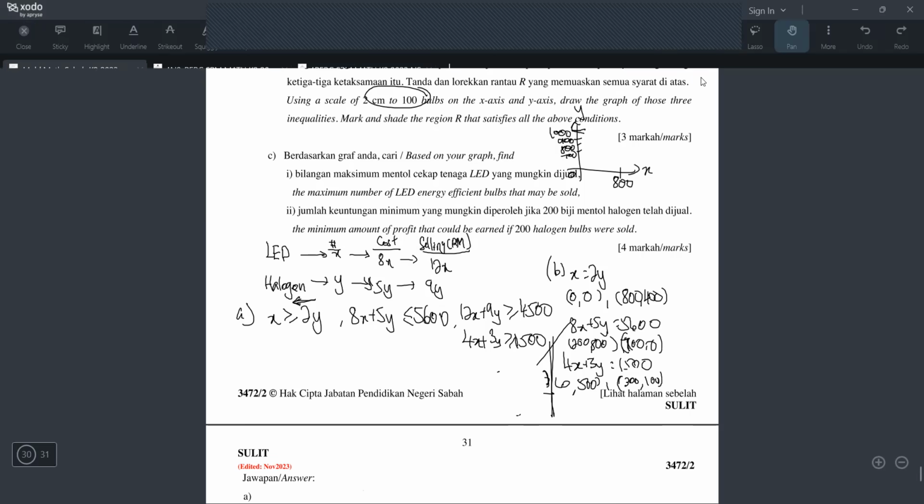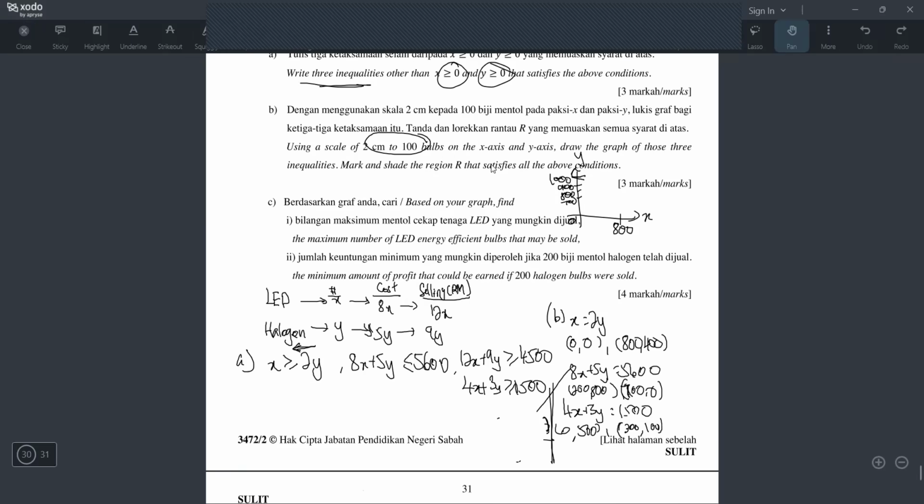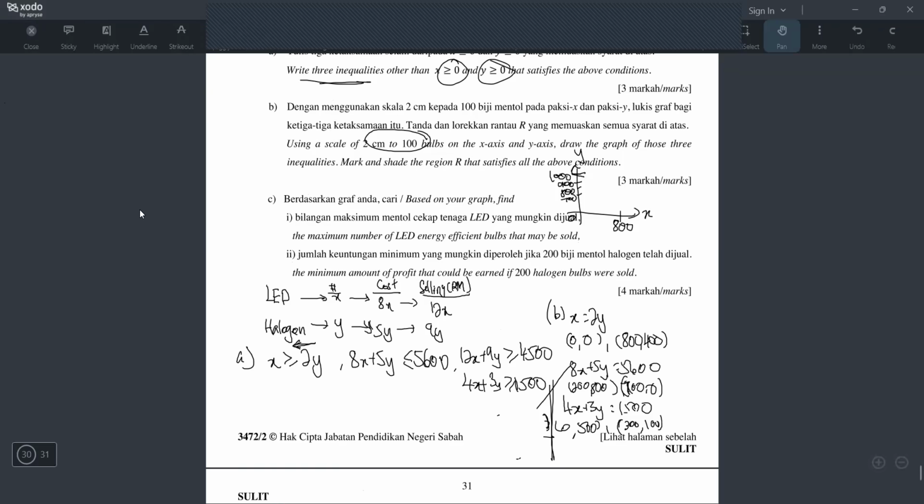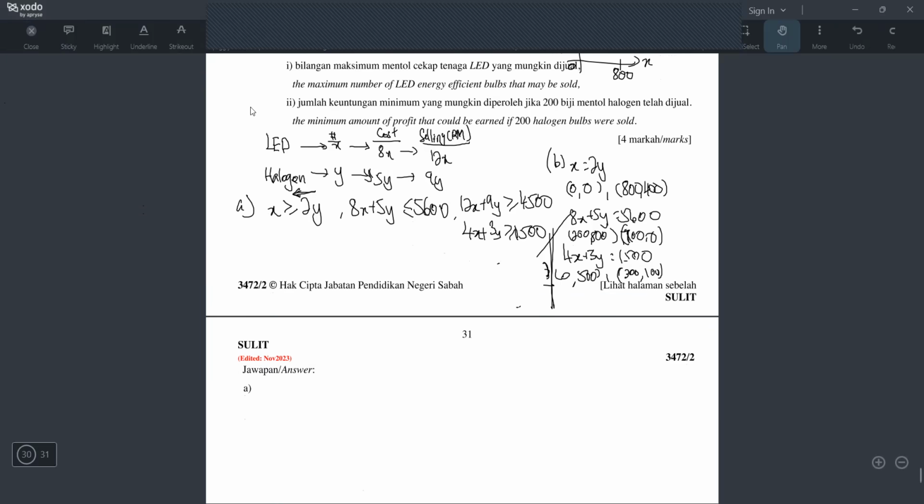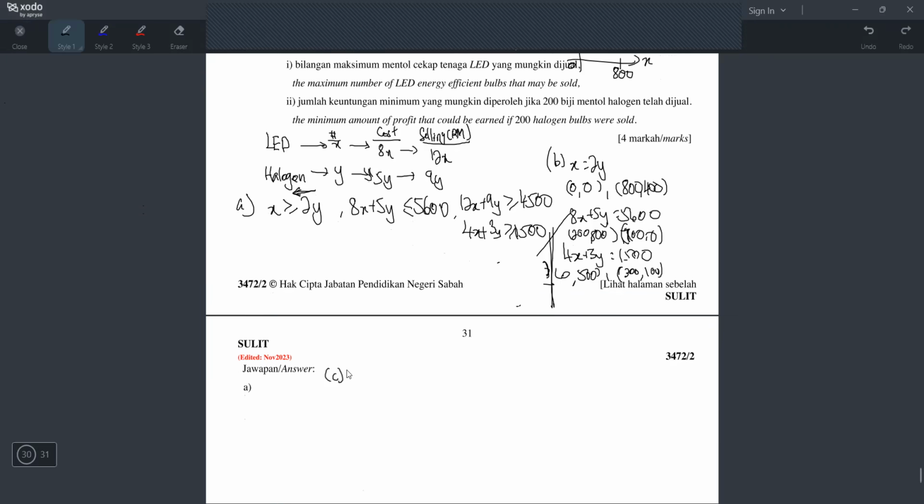So this is how you get 3 marks for the graph part. So mark and shade the region R. Sudah sah, 3 marks. Finally, my part C says what? This is the last part of the question. So this is my C1. They say find the maximum number of LED. LED is X. So I'm finding my X maximum.